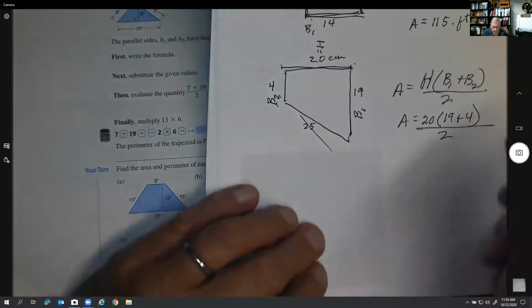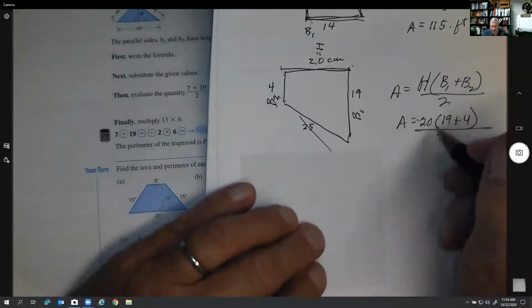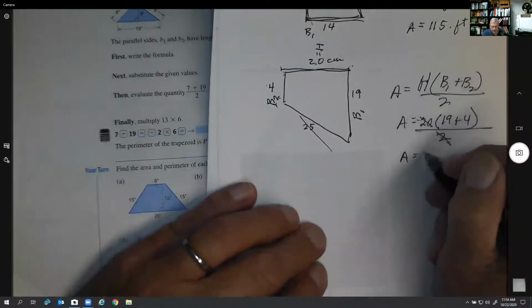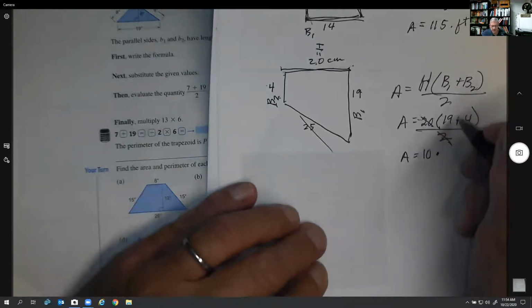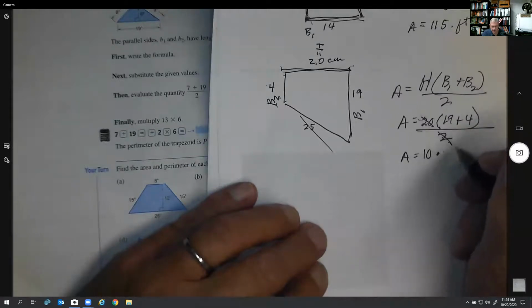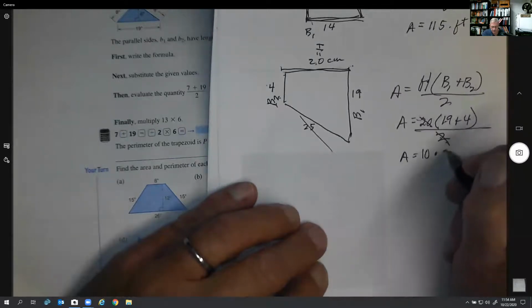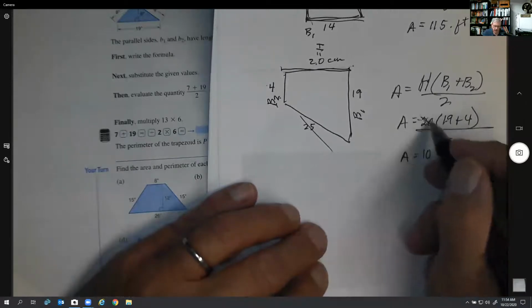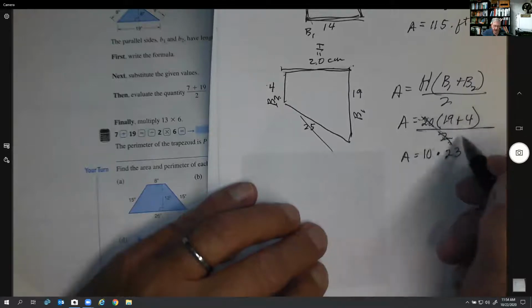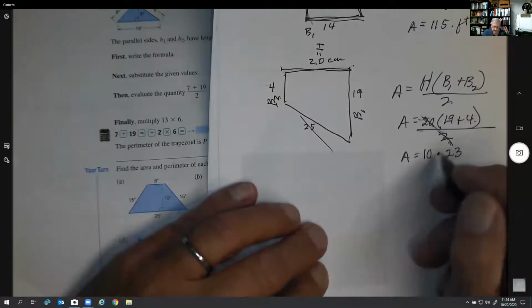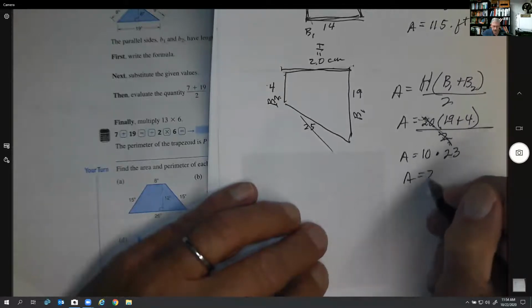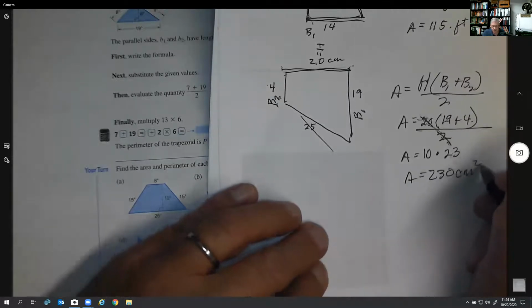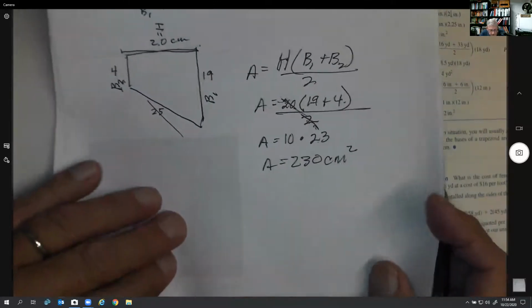You can also save a little time by dividing the 2 into 20 right away. To save a little bit of work, that's just going to be 10 times 19 plus 4, which is 23. You can do the division first, then the parentheses, and then multiply. 230 in centimeters squared. And that is correct.